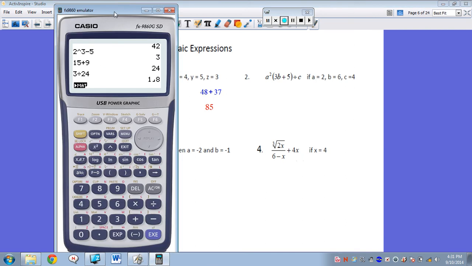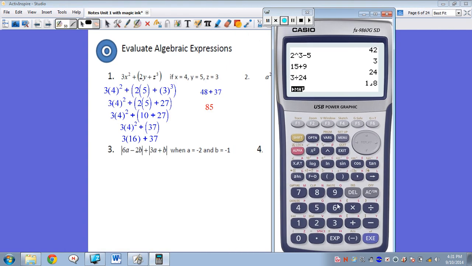I'll bring up the calculator and show you how you would plug this in. You're going to plug it in exactly how it's shown in this first step. So you're going to hit 3, parentheses 4, parentheses squared, plus parentheses 2 times parentheses 5, close that one, plus parentheses 3, parentheses, then you've got to cube it, so raise it to the third, and then end that parenthesis. If you hit enter, you get 85.